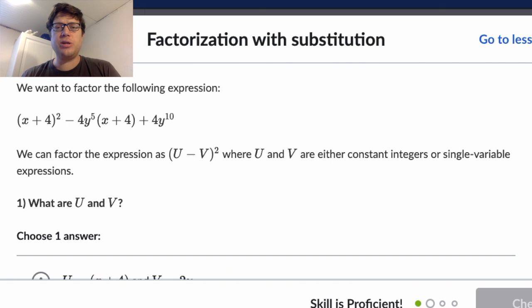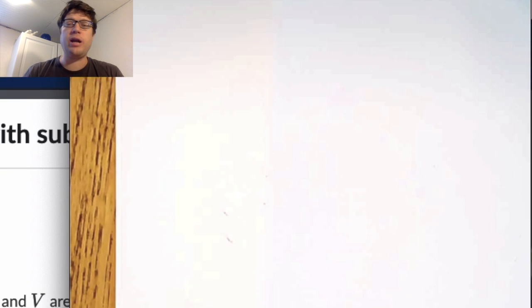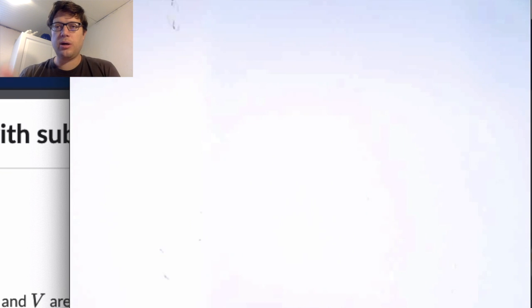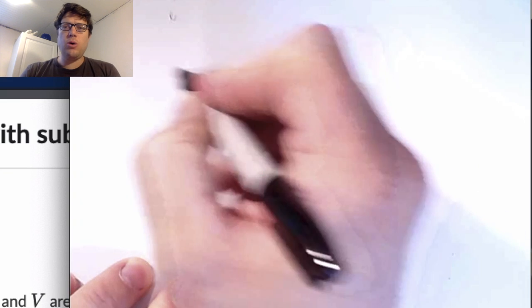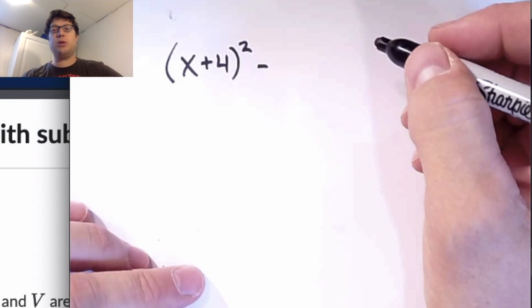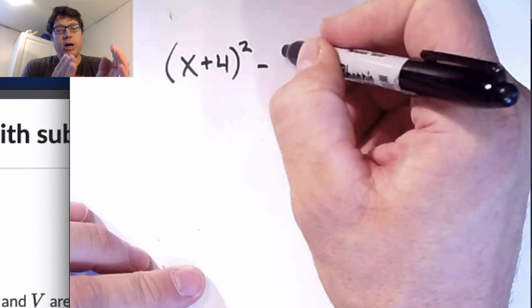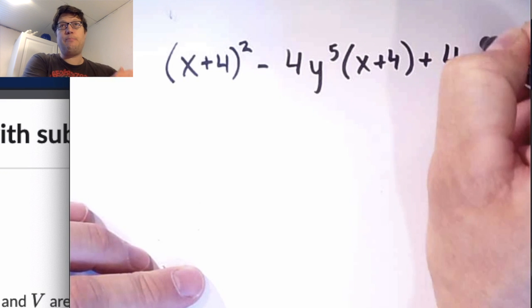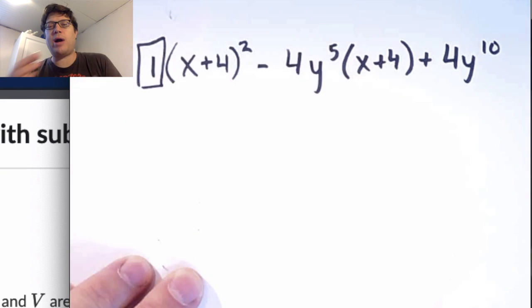Here's a new one. We want to factor the expression x plus 4 squared minus 4 times y to the fifth, which is multiplied by the quantity x plus 4, and then the last part, y to the 10th. So I'm looking at things that are common in both. I'm also looking at how you can take that x plus 4 squared and recognize that that is in the front of a trinomial, like a quadratic trinomial.